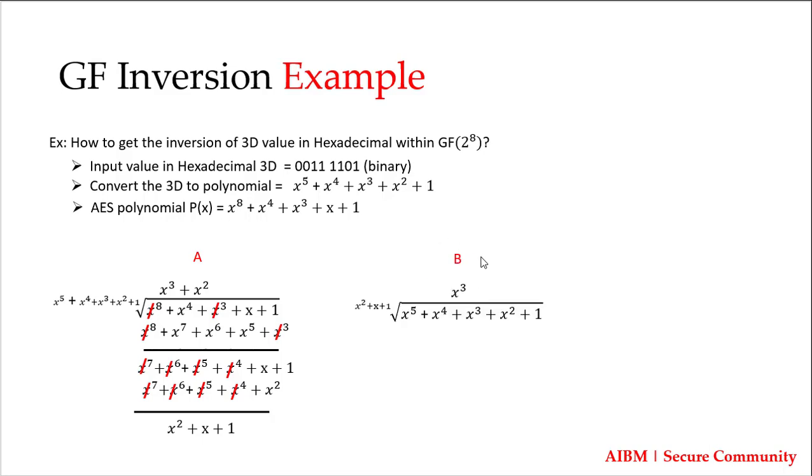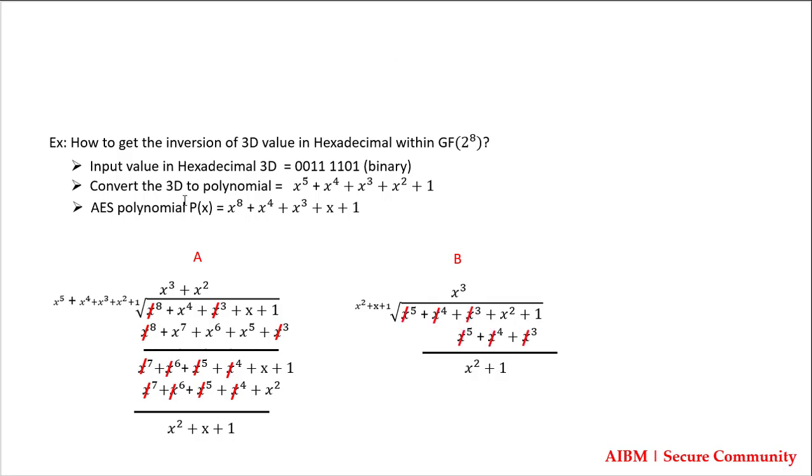The B operation will be dividing the 3D polynomial by the result of the A operation. First we will multiply the result of the A operation by x^3. The result will be x^5 + x^4 + x^3. Then we will delete x^5 with x^5, x^4 with x^4, x^3 with x^3, and the result will be x^2 + x.